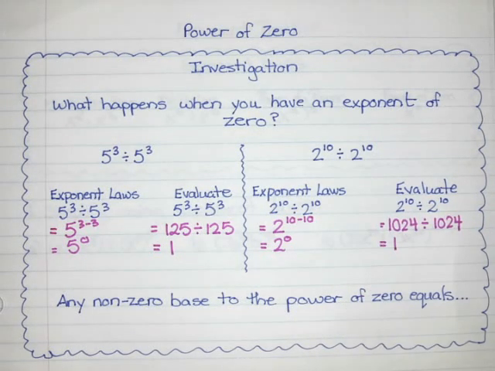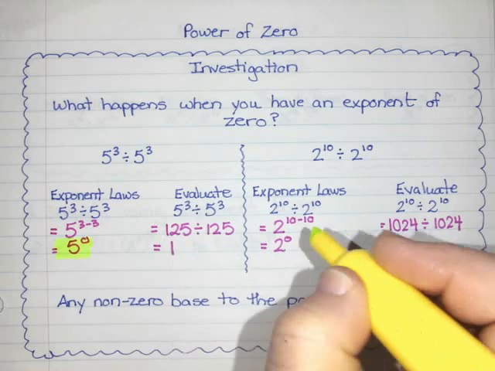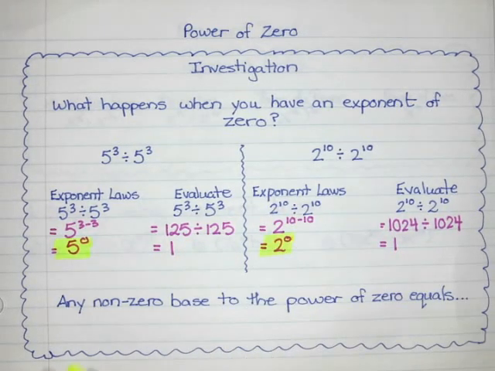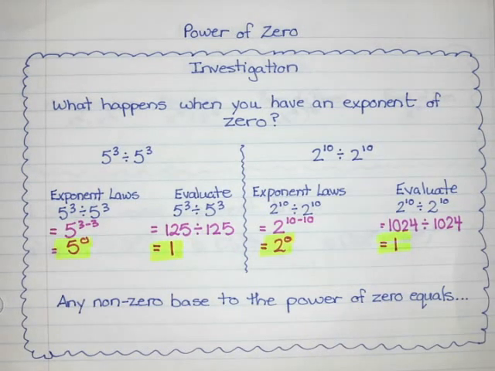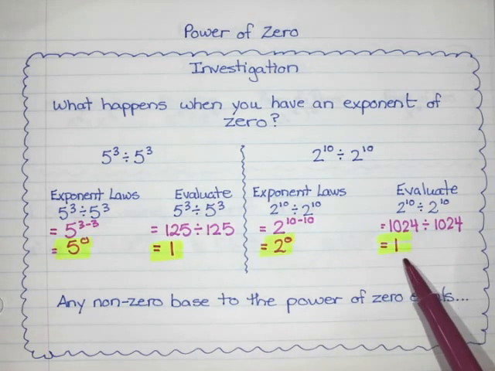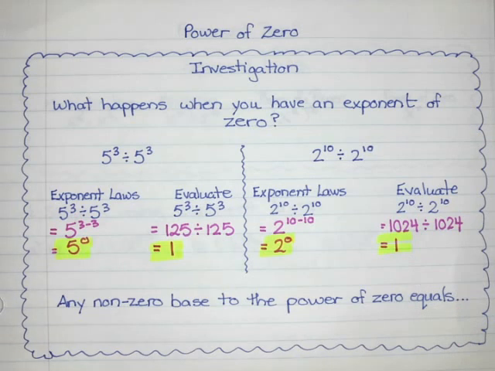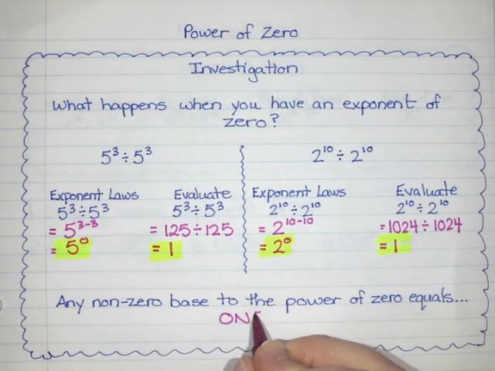So I'm going to ask you to put on your thinking cap and take a minute. I want you to look at 5 to the power of 0 and 2 to the power of 0. And then I want you to look at what we got they were equal to when we evaluated. And I want you to see if you notice anything special. I'm hoping that you noticed what I noticed, which is that they both equaled 1. So anything to the power of 0, with the exception of 0, which is a little bit weird, equals 1. So it says any non-zero base to the power of 0 equals 1.